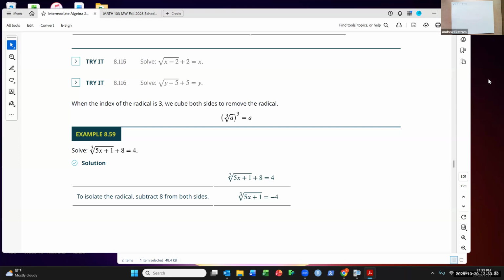Apparently I can't read that far away anymore. Don't know what's going on here, but whatever.